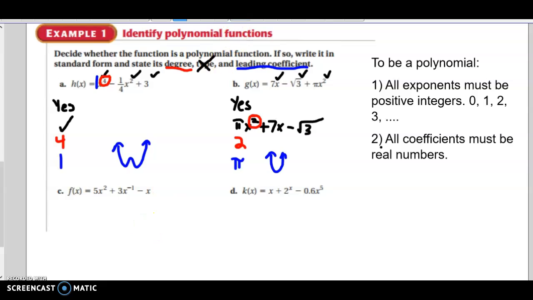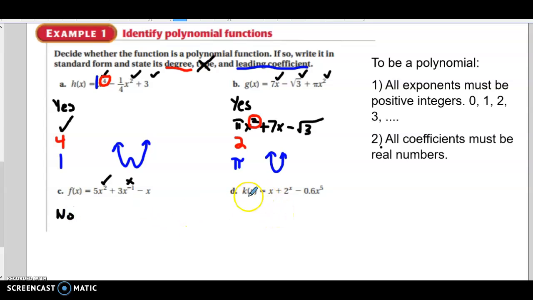Let's just look at the next two quickly. They're both not polynomials. Let's see why. So in example C, I check all exponents must be positive integers or 0. So this one's good. This one is not good. So x to the negative 1, that's not a positive integer, so no, this is not a polynomial.